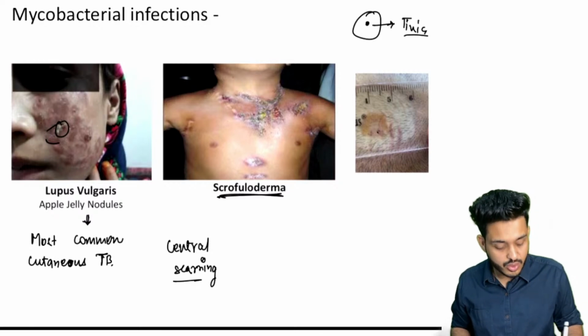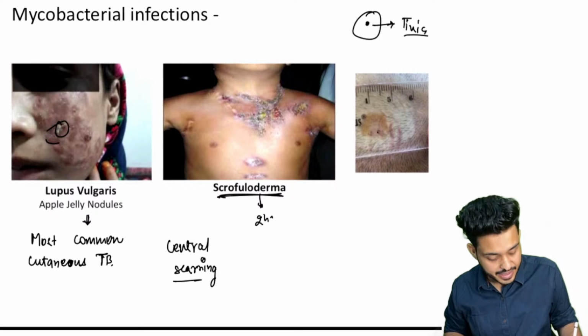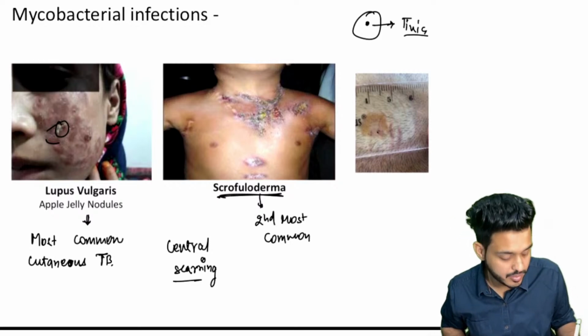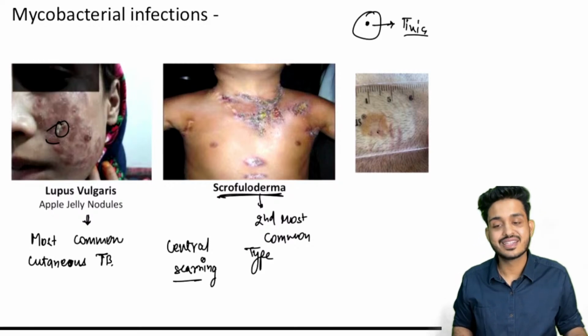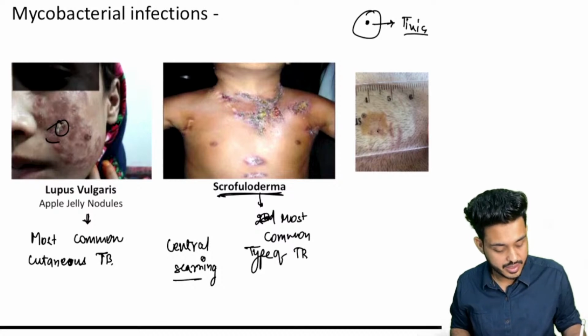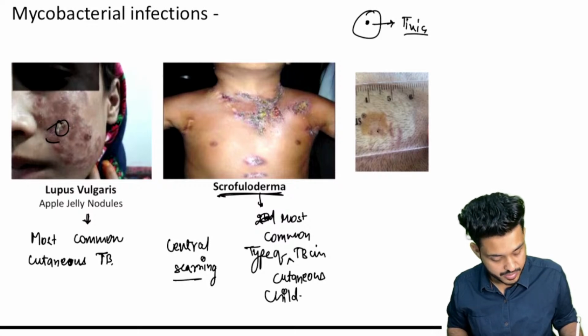This one is your scrofuloderma. What is scrofuloderma, guys? Scrofuloderma is the second most common type of cutaneous TB. Okay, or you can say it is the most common type of cutaneous TB in children. बच्चों में होता है, in children.